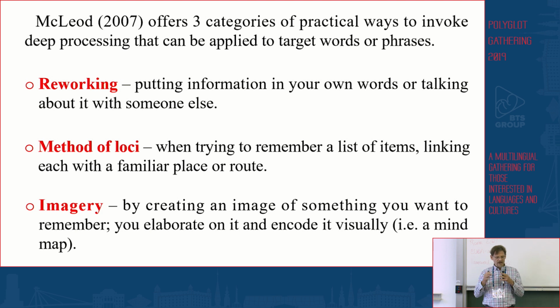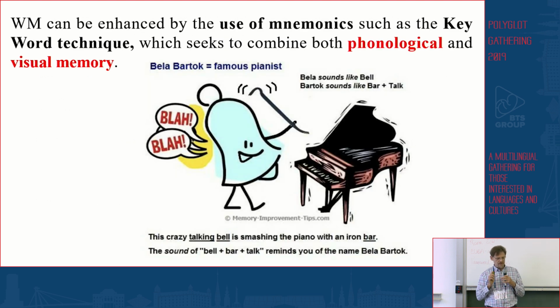Imagery: you create an image of something you want to remember, and you elaborate on it. You make it more meaningful. I think that will make sense when you see this, right? So here, for example, somebody for a test is trying to remember Bela Bartok. So you have a bell, and he's talking, blah, blah, blah, and he has a bar, and the piano's in front. So piano, Bela Bartok. But this bell doesn't speak Hungarian, that's the problem. But in English, we get Bela Bartok, we're doing it in English here.